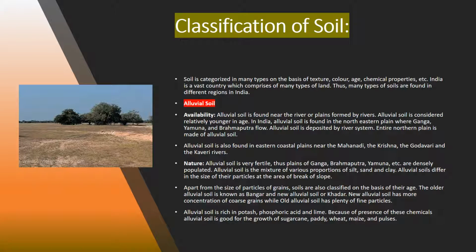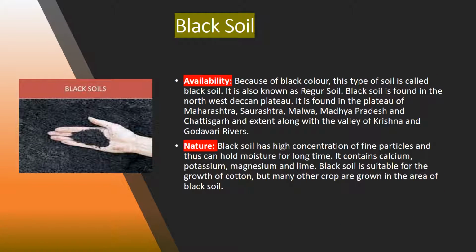Alluvial soil is rich in potash, phosphoric acid and lime. Because of the presence of these chemicals, alluvial soil is good for the growth of sugarcane, paddy, wheat, maize, and pulses. Black soil. Availability. Because of its black color, this type of soil is called black soil. It is also known as regur soil.